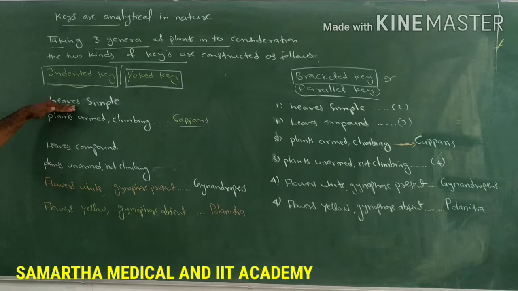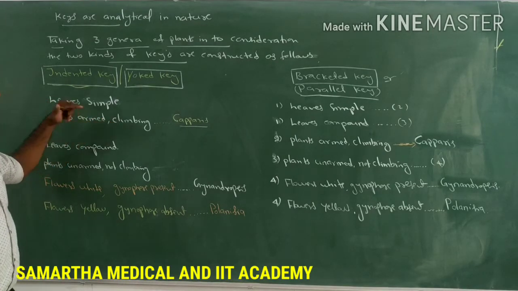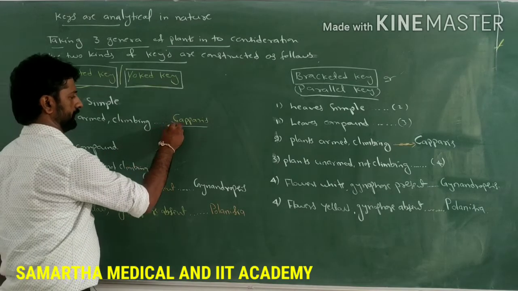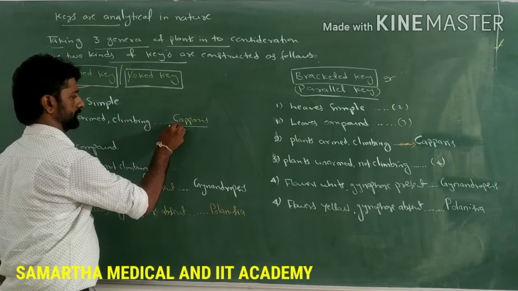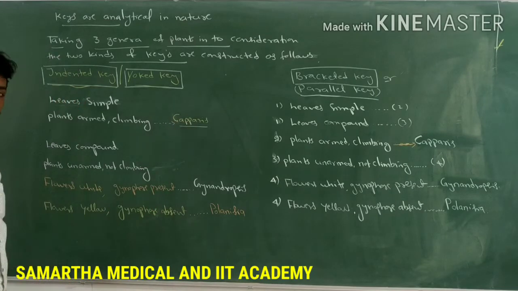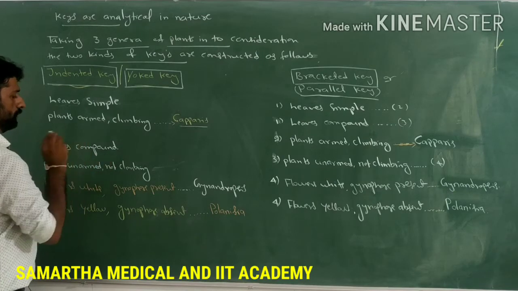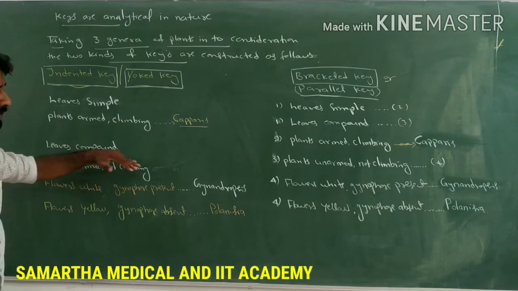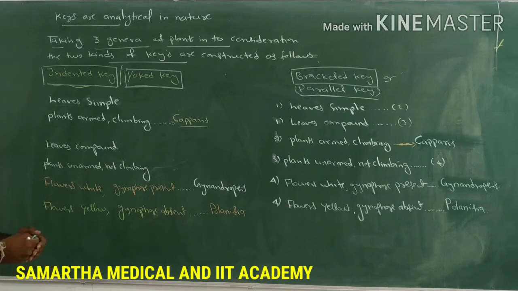Leaves are simple, plants unarmed and climbing, directly it identifies or directs into the genus called Capparis. If leaves are compound, plants are unarmed and not climbing. See, opposite to the first one. The first example we have taken here?